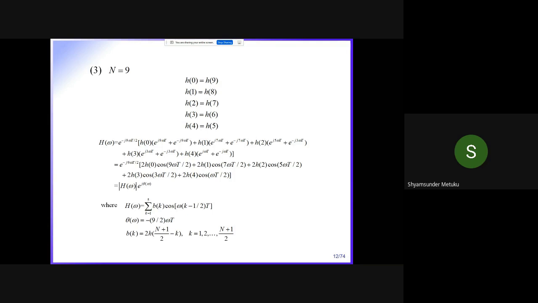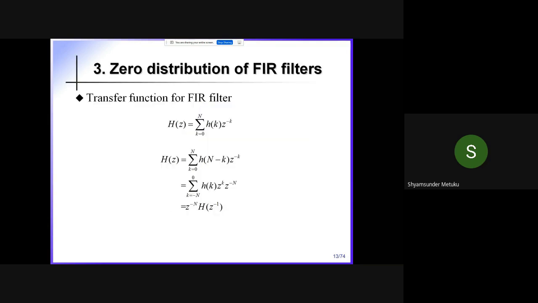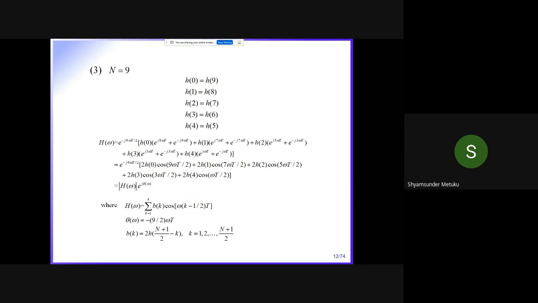Okay, sir. Then the other two I just wanted you to go through from the textbook. Which one? Type 3 and type 4. The response or theta omega for type 3 and type 4 you should find out. Okay? Sir, which textbooks are we supposed to follow for this?